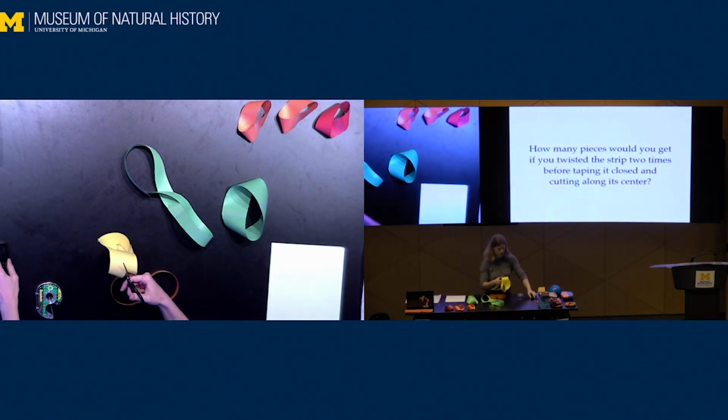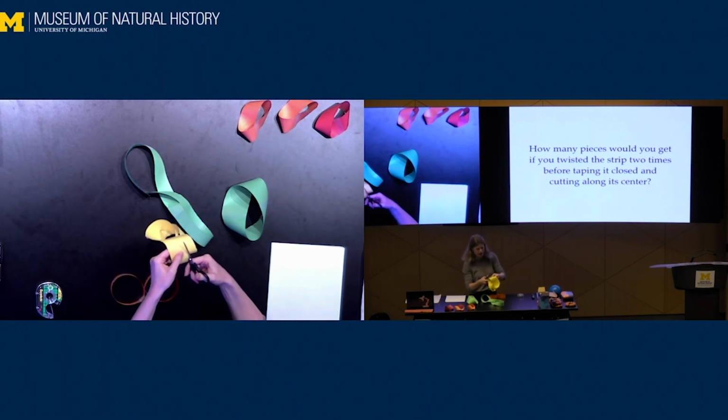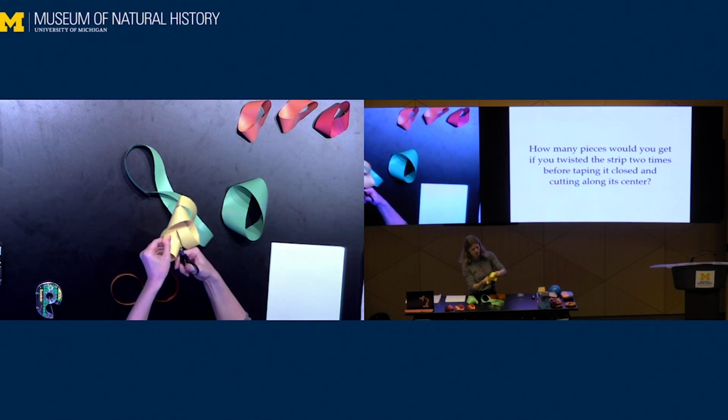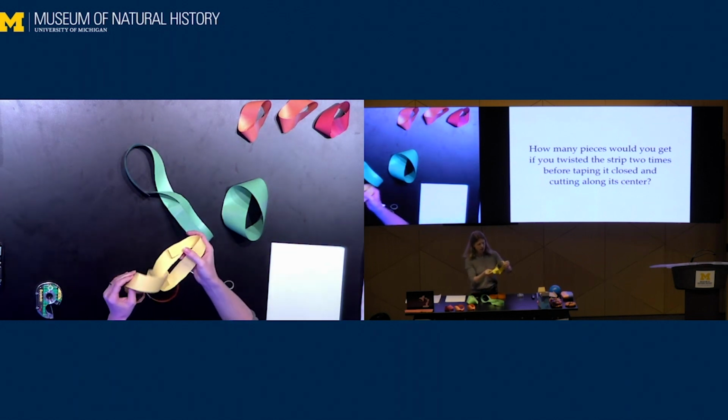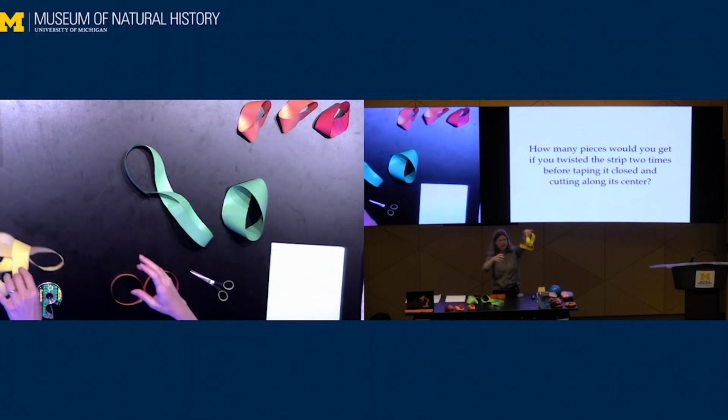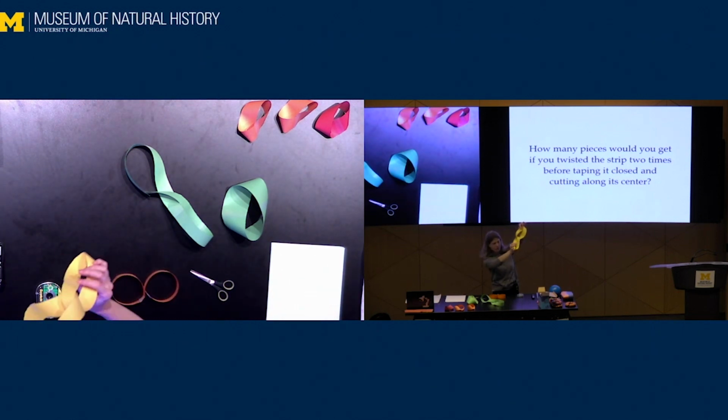Great. So here's the question we're answering right now. How many pieces do we get if we twist the Mobius band twice before we cut along the midline? I'm almost done. And let's see. Look. So this time we got 2 pieces, except they're linked together.